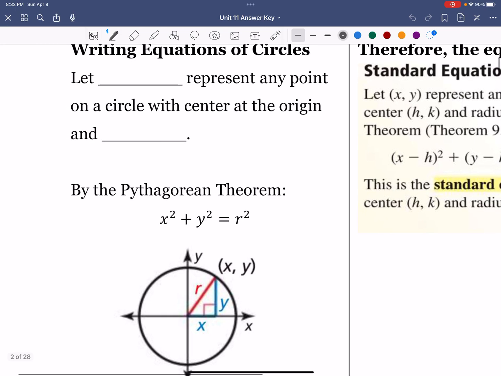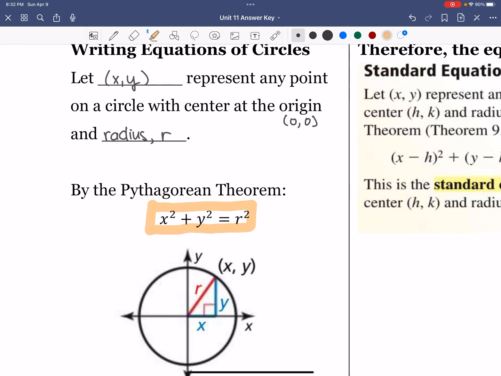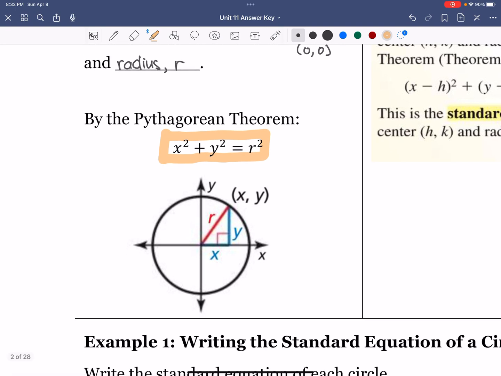We're going to let the coordinate x, y represent any point on a circle with the center at the origin, which we should know is 0, 0, and radius r. Using the Pythagorean theorem, we can actually create an equation to graph circles. And this is how we write that. I take my x-coordinate squared and my y-coordinate squared, and that's going to equal my radius squared, no matter what x, y coordinate I use. I can use any coordinate on this circle here.